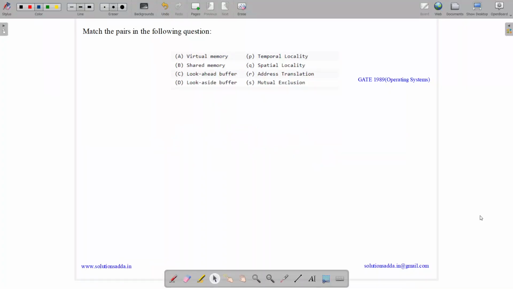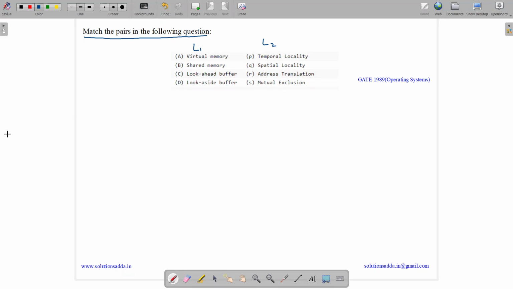This question belongs to the operating system subject and was asked in GATE CSE 1989. The question states, match the pairs in the following lists. We have been given two lists, list 1 and list 2. List 1 has items virtual memory, shared memory, look ahead buffer and look aside buffer. And list 2 has items temporal locality, spatial locality, address translation and mutual exclusion.